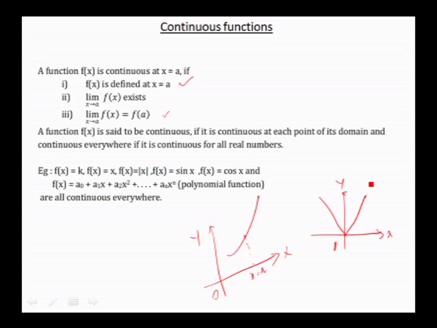f(x) = sin x, f(x) = cos x. So the sine graph goes on like this, and it is continuous. f(x) = sin x, cos x, they are all continuous. Even whenever you come across a polynomial function, it is always continuous. So they are all continuous everywhere. So you need not bother when you come across these things, you can say straight away it is continuous.